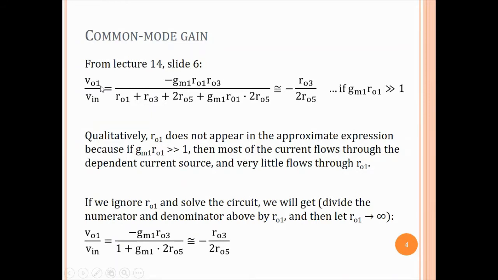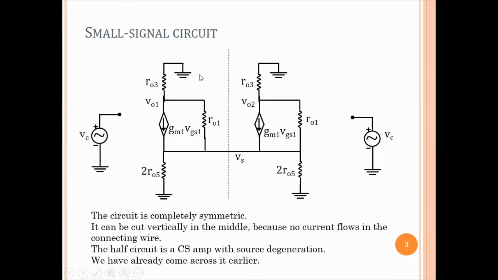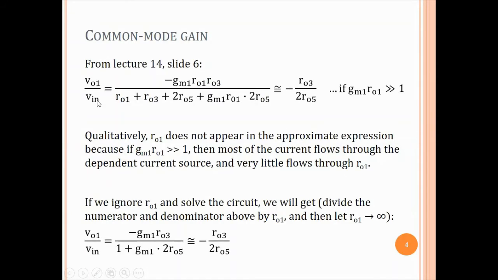So the voltage gain of one half of the circuit is VO1 over Vin. So Vin is Vc, and that is equal to minus GM1 RO1 RO3 etc., and that is equal to approximately minus RO3 by 2 RO5 if GM1 RO1 is much greater than 1. So we had seen this before. The voltage gain of an amplifier with source degeneration is small. If the ROs are equal, the gain is only minus half, and so that is the voltage gain of this circuit.